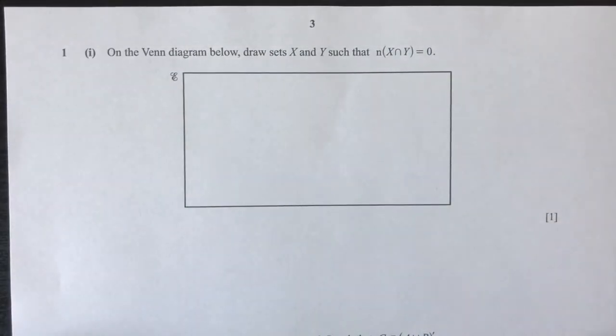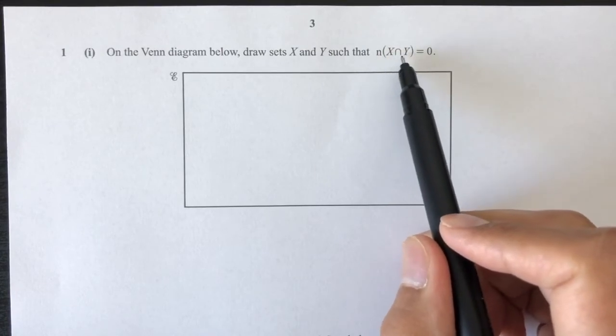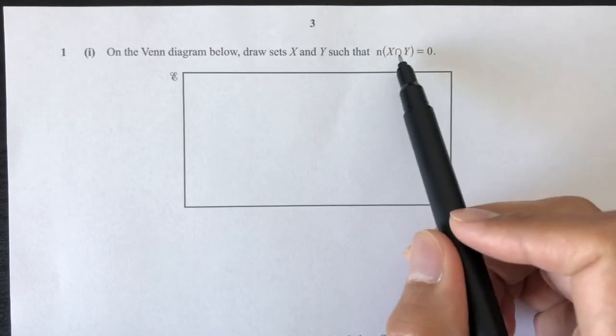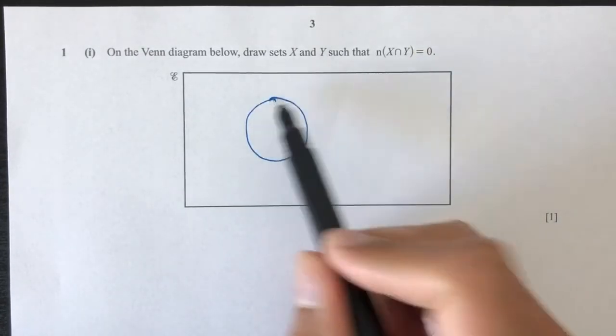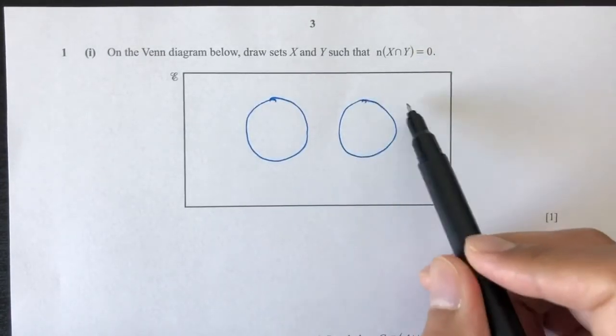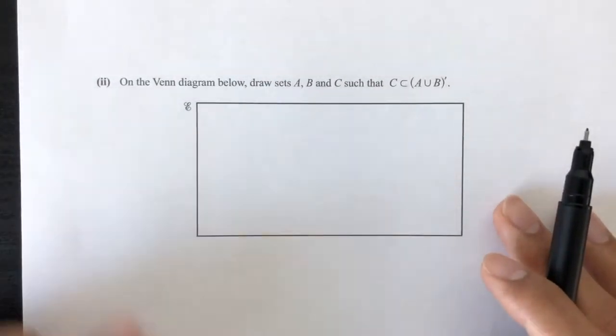On the Venn diagram below, draw the set x and y such that the number of x intersection y equal to 0. It means that they do not meet. So this will be x and this will be y. So x and y. So now moving on to part 2.